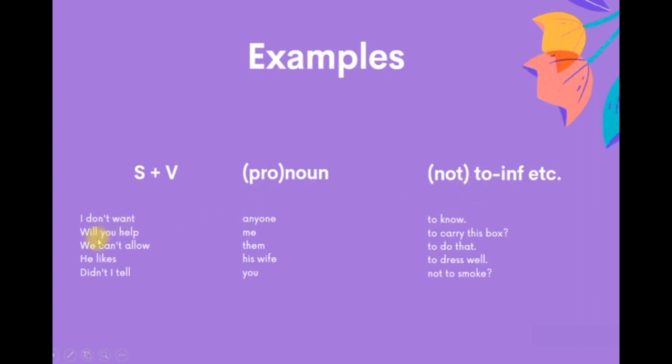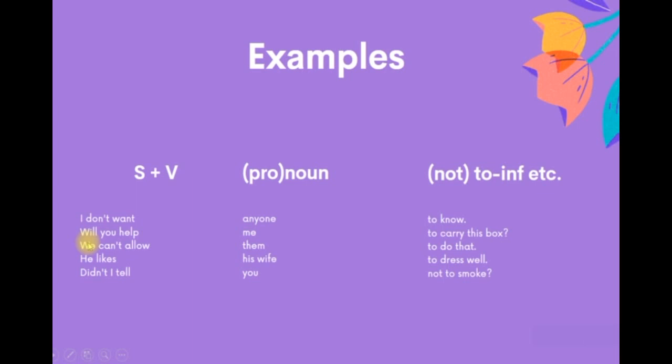The second sentence: will you help me to carry this box? Okay, for the next sentence, will here is the auxiliary verb. You here is the subject, and then help is the verb. Me is the object pronoun. To carry is the to infinitive, and this box is the object of the to infinitive.